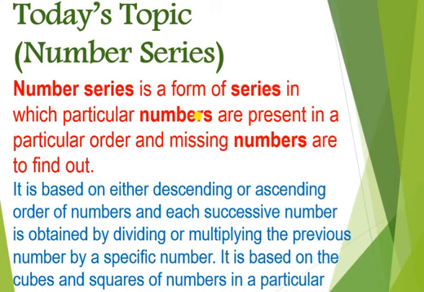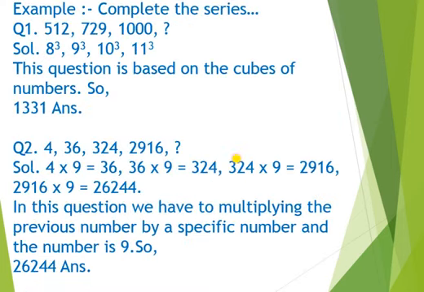In this type of question, you have a series in which some numbers are missing. You have to find that number, but there is a sequence or a particular order in that series that you have to find. Let's take some examples. Complete the series.